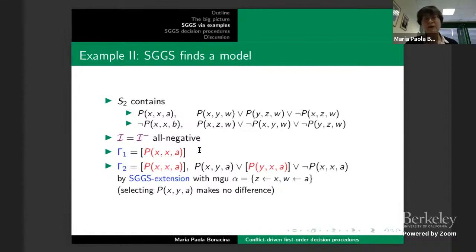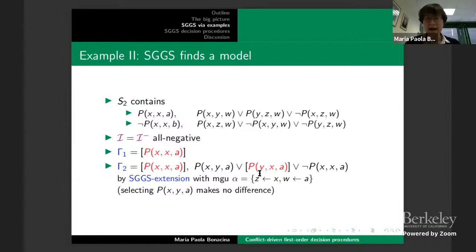At this point, not all instances of the second clause, the one that starts with Px, Y, W, are satisfied, because we lost precisely all those instances of the 4 that were made true by the third negative literal, because I is all negative, but now they are no longer true because we made Pxxa true. So we do an SDGs extension unifying this negative literal, not Pxzw, with Pxxa. Remember that every clause has its own variables, so the 2 x's are different. And we get an instance that we put on the trail.